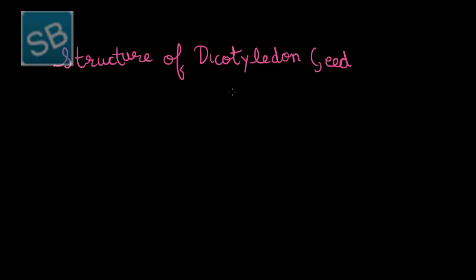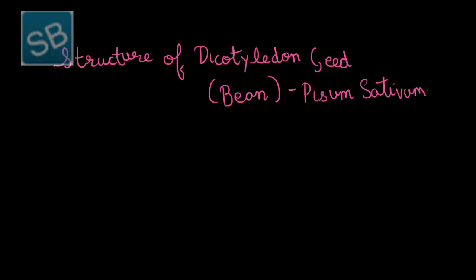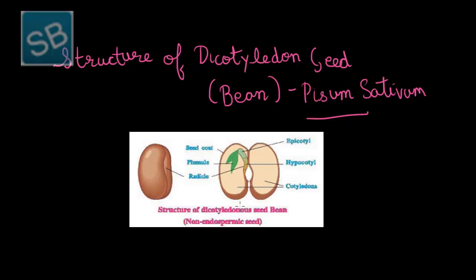The best example in order to understand the dicotyledon seed structure is bean, the scientific name of which is Pisum sativum, as discussed before. This is the structure of a typical dicotyledonous bean seed. Here, as seen from the figure, the number of cotyledons is 2.